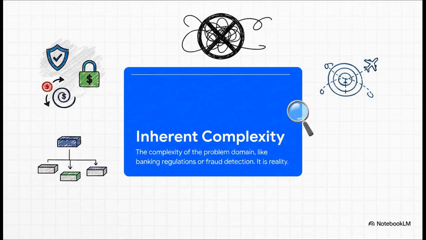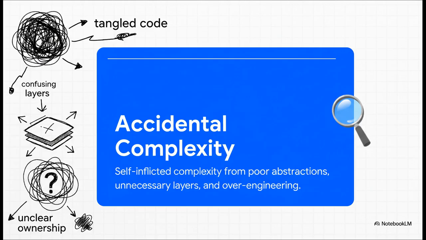It's just reality. And then you've got the other side of the coin, the complexity we can actually control. This is the accidental stuff we introduce ourselves. You know what I'm talking about: the tangled code, the confusing extra layers, the "who owns this anyway" problem. And of course, our good old friend, over-engineering. The key thing here, this part is totally self-inflicted.